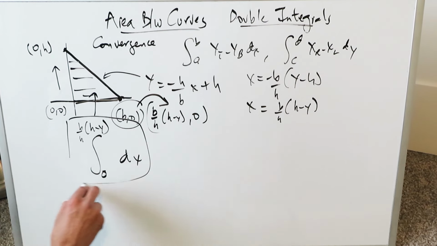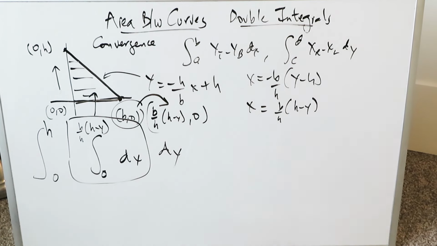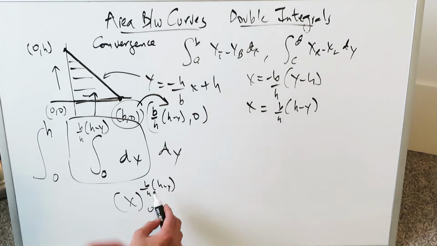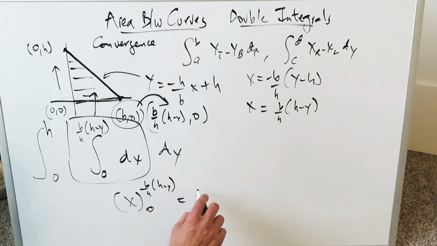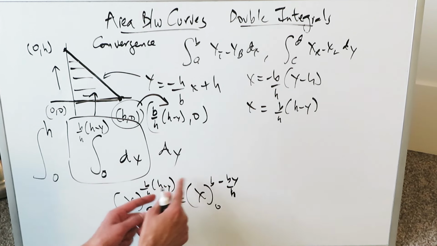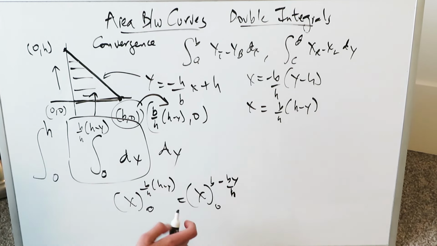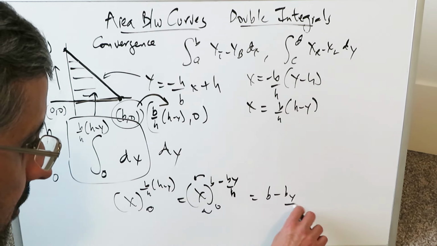This now will integrate upwards from 0 up to h with respect to dy, and that's my double integral. That'll give me the area I need. Solve this. You'll have an x come out of it, from b over h times (h minus y), down to 0. You can open this up. You'll have b over h times h, which is b, minus by over h. I've just opened it. Upper limit minus lower limit, the difference of the two, all you'll get is b minus by over h.